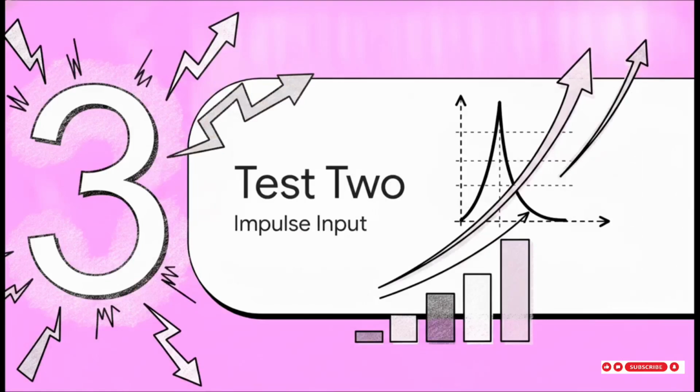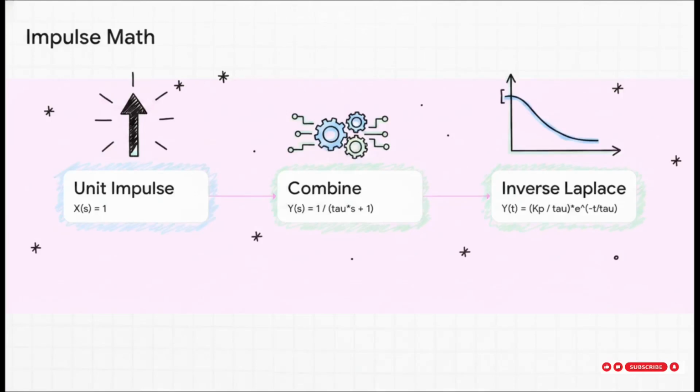Which brings us to test 2, the impulse input. A unit impulse input creates a totally different reaction. The Laplace transform of a true, ideal unit impulse is literally just 1. This makes the math incredibly clean. We multiply 1 by our transfer function, so Y(s) is just our transfer function.